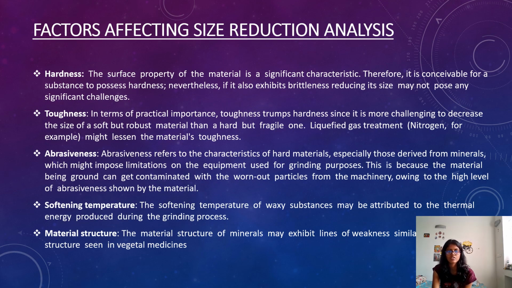Now we can see the factors affecting size reduction. Hardness is one of the factors. Surface property of the material is a significant characteristic. It's conceivable for a substance to possess hardness. Nevertheless, if it also exhibits brittleness, reducing its size may not pose any significant challenges. Toughness: in terms of practical importance, toughness trumps hardness, since it is more challenging to decrease the size of a soft but robust material than a hard but fragile one.